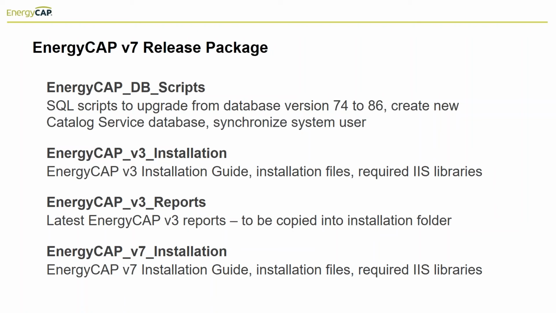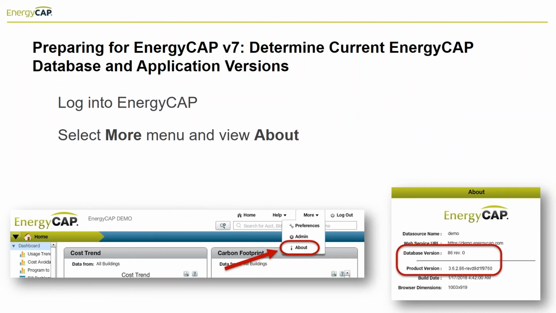The first question you may have is, what version of EnergyCAP are we running now? And this is the easiest way for you to determine that. If you log into EnergyCAP and you go to the More menu that's at the top of the screen and select About, we provide information about both the database version that you're currently hosting, as well as the product version. So those are the two versions that will be important to you as you're looking at the upgrades, in particular the database version, because the database upgrade scripts start with whichever version you're on now and then walk you through the various upgrades to get to database version 86.